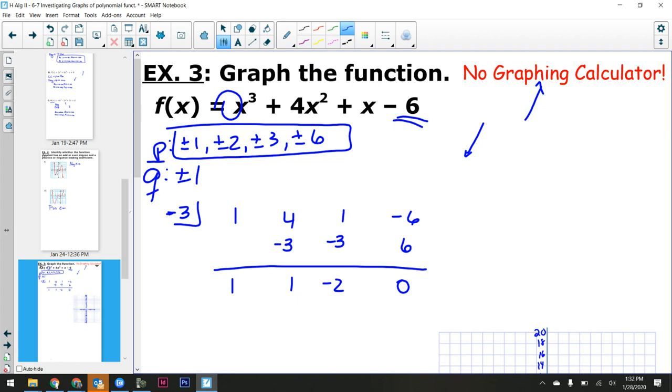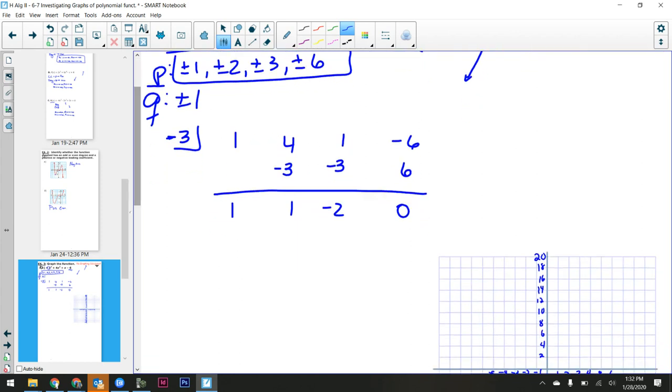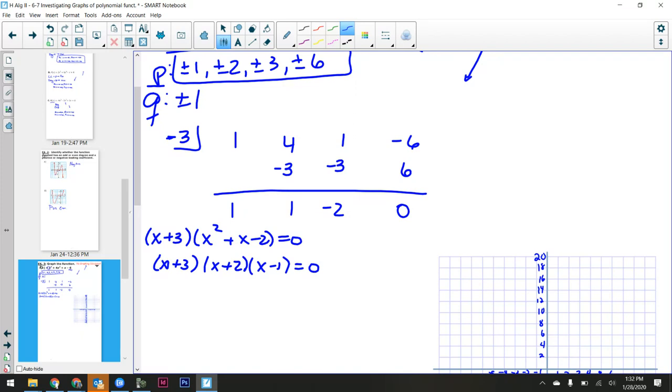Okay, so that means that this crosses the x-axis at negative 3. The factor is x plus 3, leaving an x squared plus x minus 2. That factors though. If it didn't factor, I would have to go to the quadratic formula. So we've got an x plus 2 and x minus 1. Therefore my 3 roots are negative 3, negative 2, and positive 1.